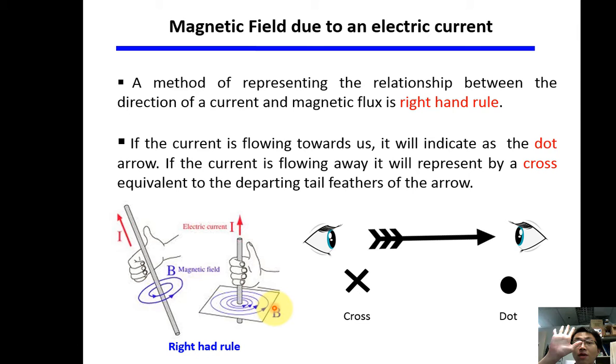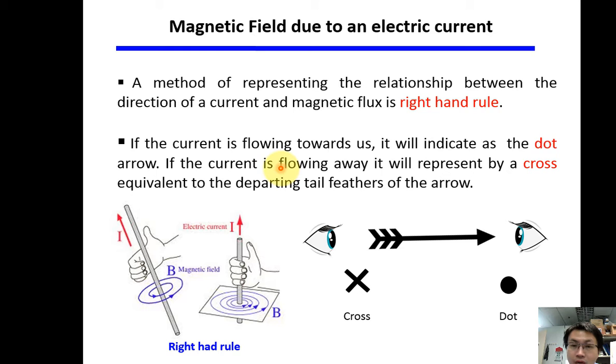How? We use Fleming's right-hand rule. So we grab around the wire, with the current going up, then the direction of the magnetic field created will be around our fingers. So if the current is flowing towards us, it will be indicated as a dot.